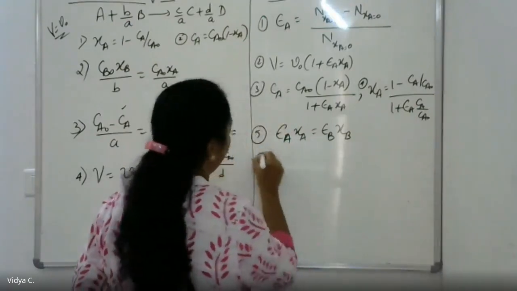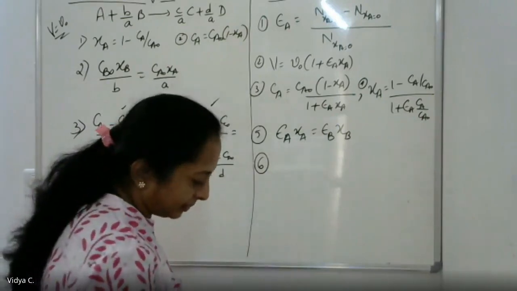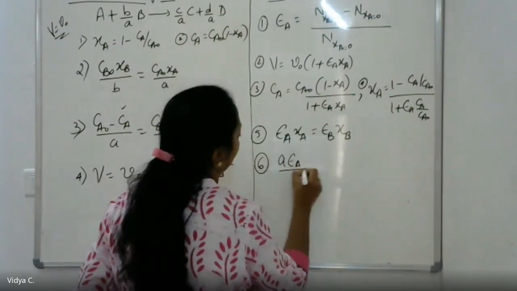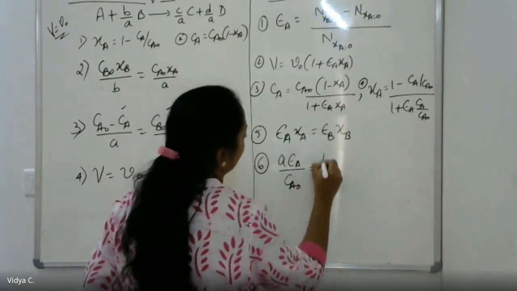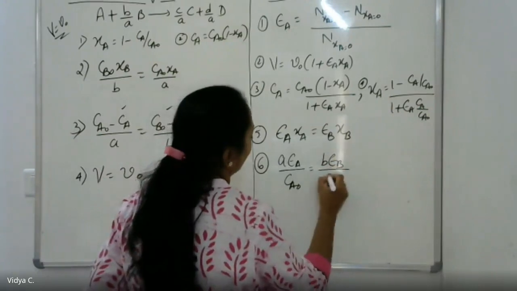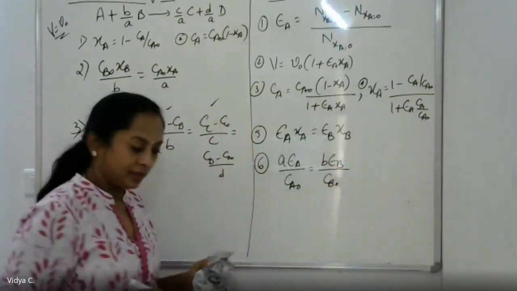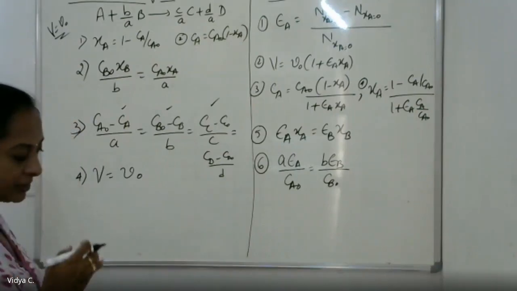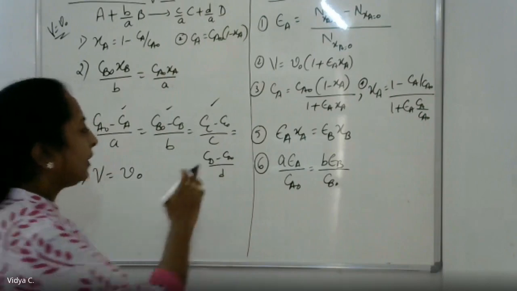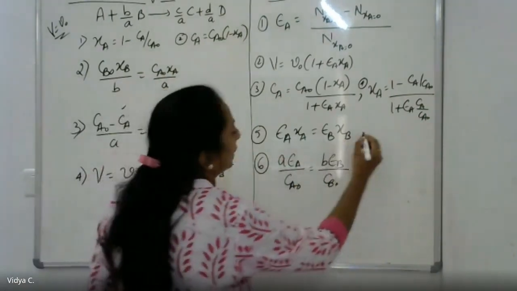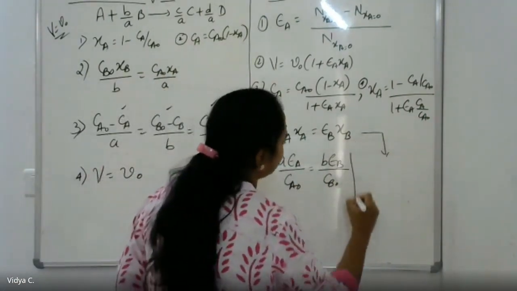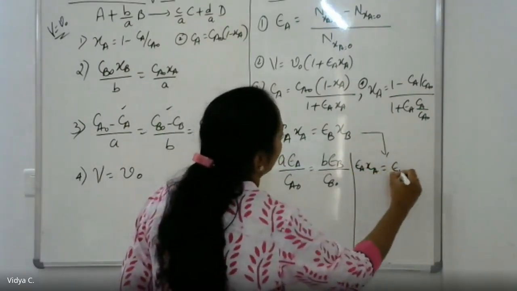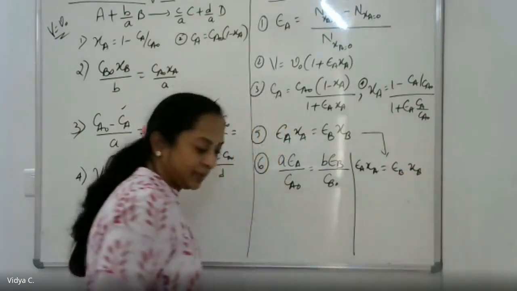Next formula, what have I finalized? Let me check. Okay, A into epsilon A by CA naught is equal to B into epsilon B by CB naught. Okay. So this is one more formula which I have finalized. Okay. So how do I get this? I will get this from this relation. Okay. So you know epsilon A XA is equal to epsilon B XB.